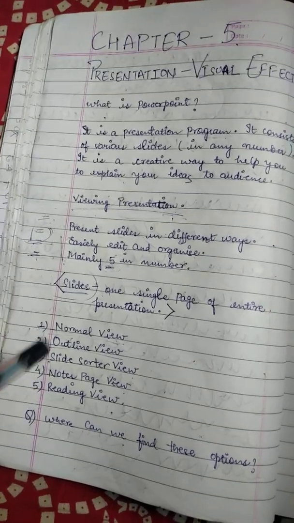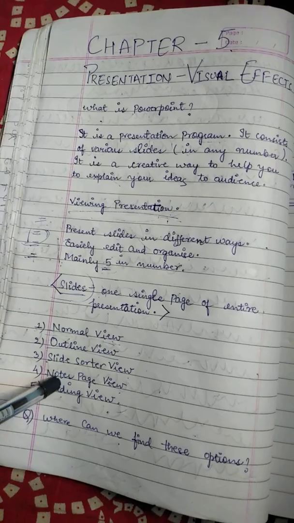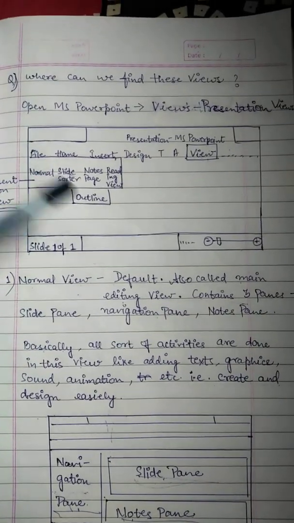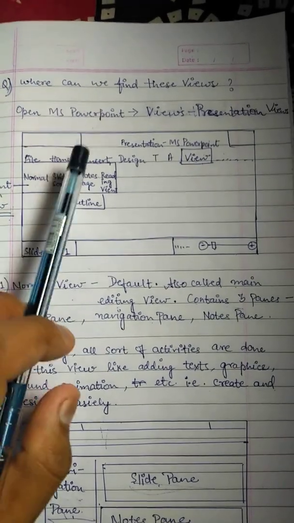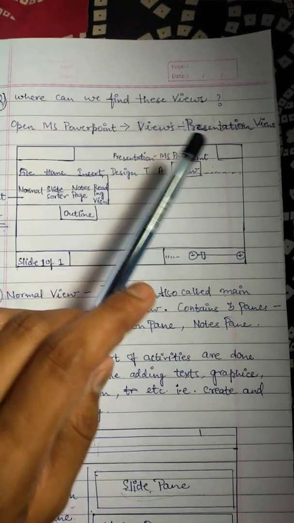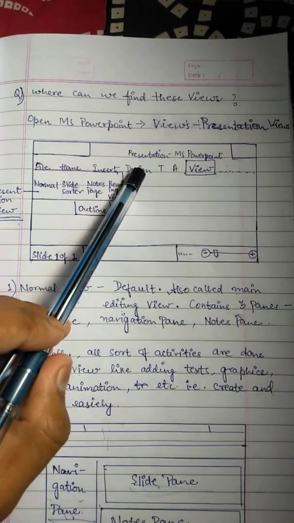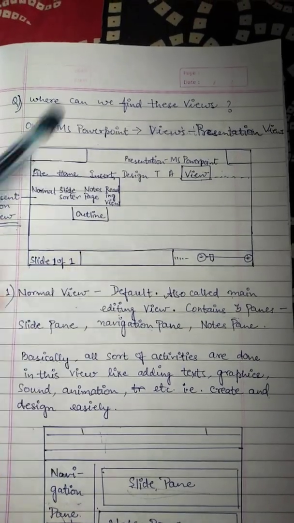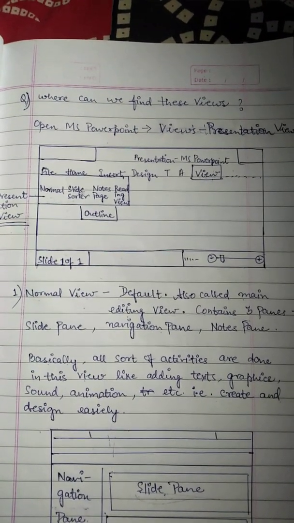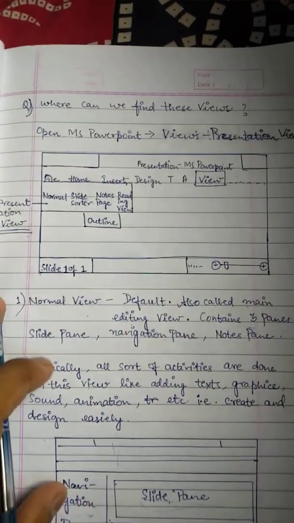So now let us discuss other views, which are outline view, slide sorter view, notes page view, and reading view. Students, let's see once more where we can find these views. We have to open MS PowerPoint, click on View, then click on presentation views. We can open it by going to programs and typing MS PowerPoint. It will come up, we click on that, and MS PowerPoint will open.